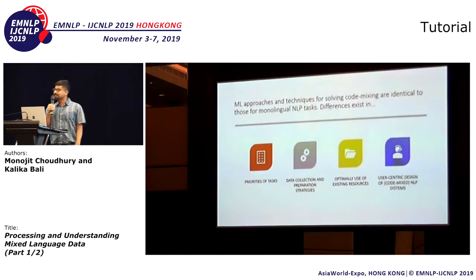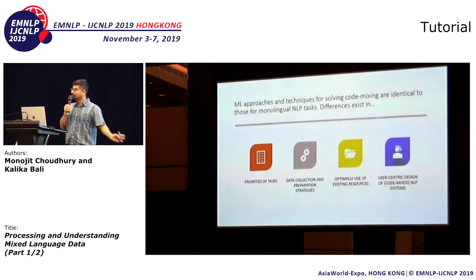I want to emphasize again that ML approaches and techniques for solving code mixing are identical to those you use for solving monolingual tasks. There is no rocket science there, so no point in going into detail on those. What really differs when you come to code mixing is that the priorities of tasks may change. For instance, one of the fundamental and very important tasks for code mixing is language identification. At the word level, given a tweet, for every word you identify the language of the word. Now this problem was not even relevant when people were looking at monolingual tweets only. You had to identify the language of a tweet, not necessarily of each word.